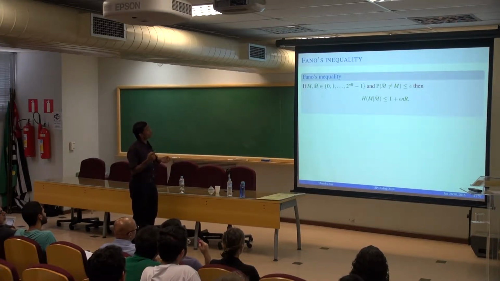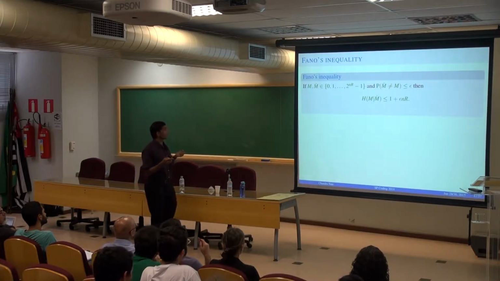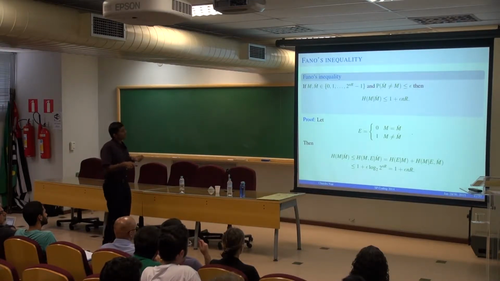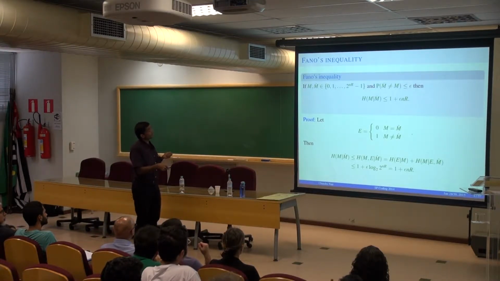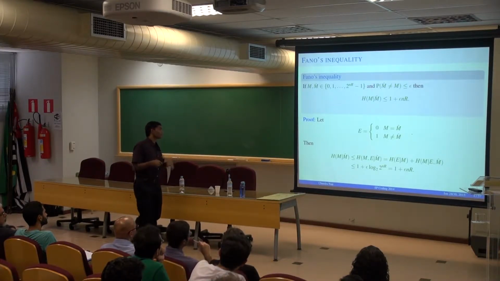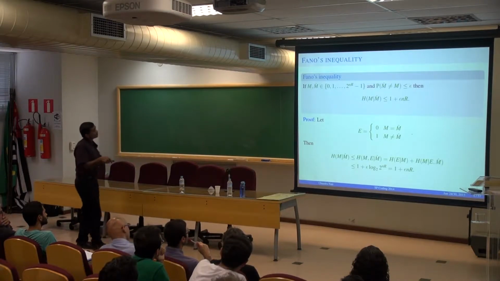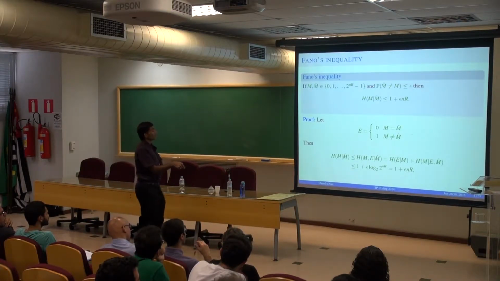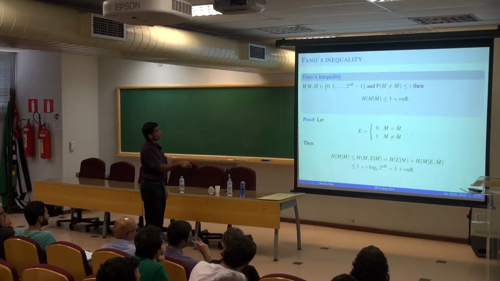Okay, how do we show this? It's elementary, so let me take a couple of minutes to show this. Let's denote an indicator random variable as E. E is 0 if they are equal, and it's 1 if they make an error, that is, M hat is not the same as M. Now clearly this conditional entropy is less than this entropy. Why? Because by the chain rule of entropy I can break this as E given M hat, and M given E and M hat.